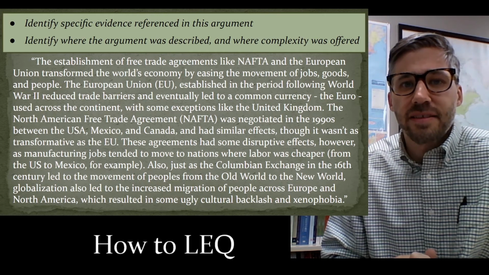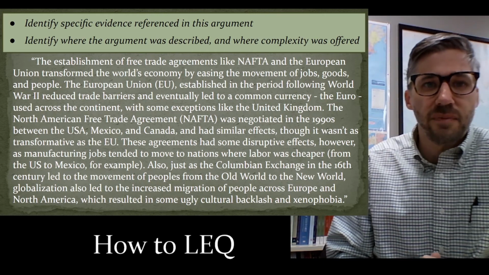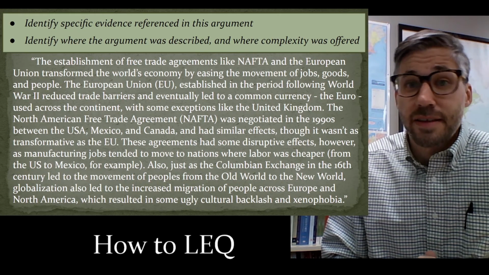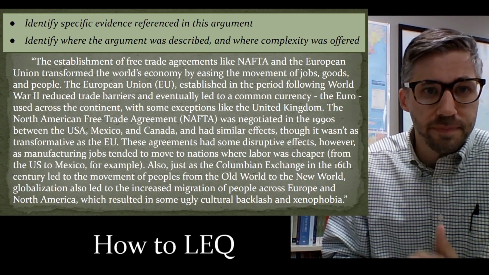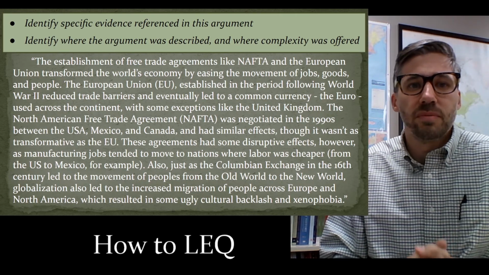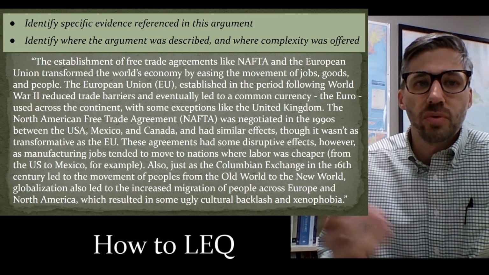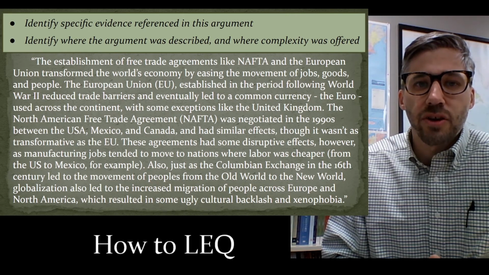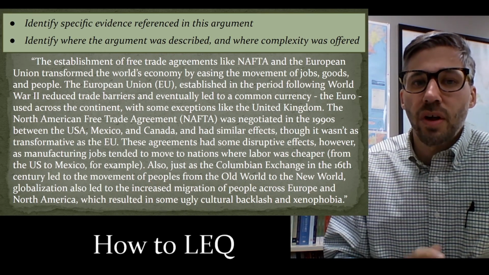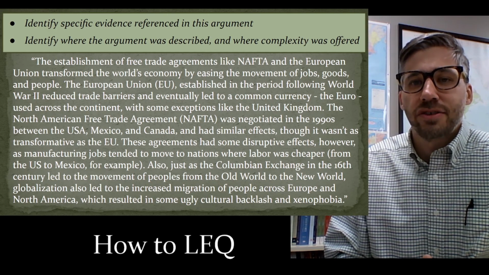These agreements had some disruptive effects, however, as manufacturing jobs tended to move to nations where labor was cheaper, from the United States to Mexico, for example. Evidence. Also, just as the Columbian Exchange in the 16th century led to the movement of peoples from the Old World to the New World, globalization led to the increased migration of people across Europe and North America, which resulted in some ugly cultural backlash and xenophobia.